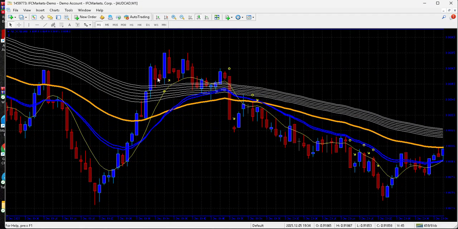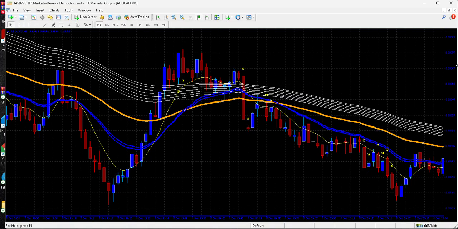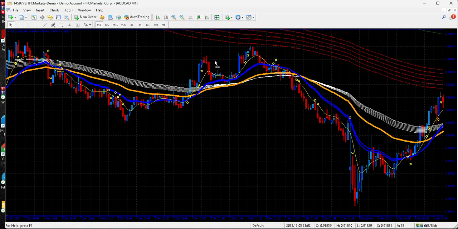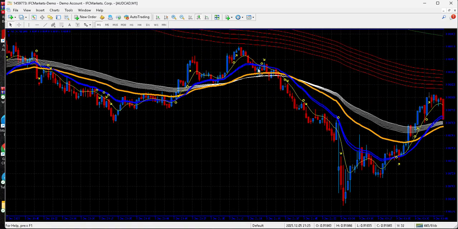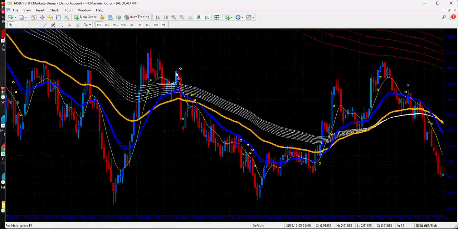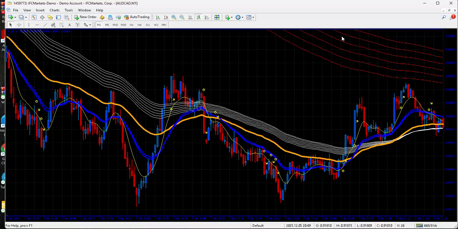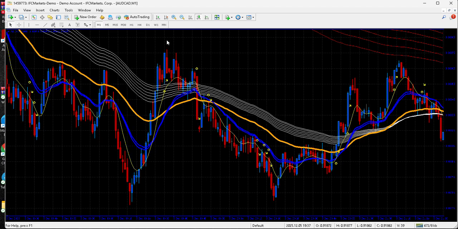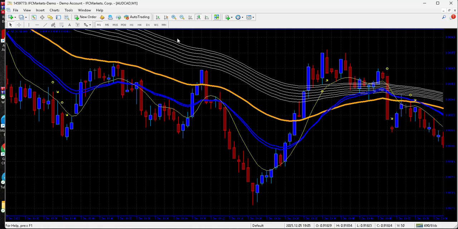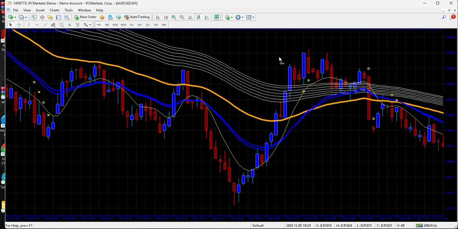Now we don't take any trades going up. We're only looking for down trades. Because let me zoom out. There we go. I think it's right here. We're only looking for down trades because the white line is below the green and the red line. Now we're going to zoom in. Let's get back to that section.